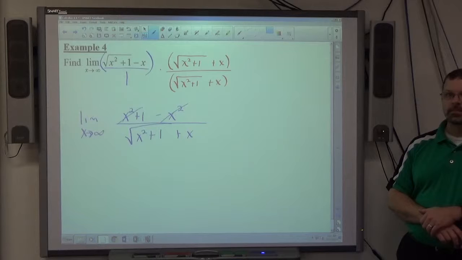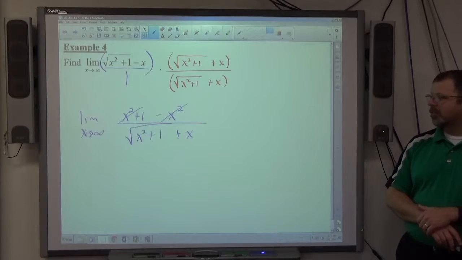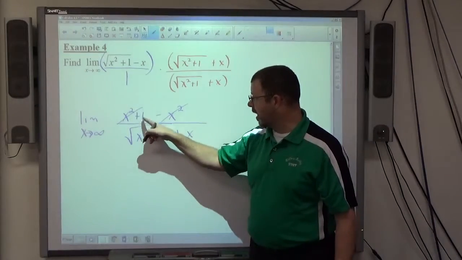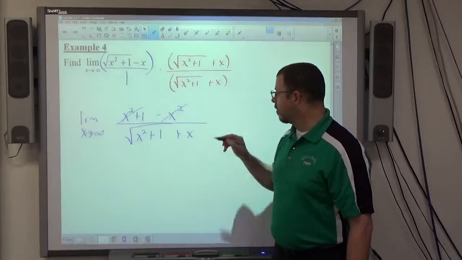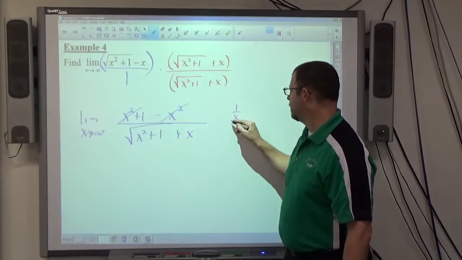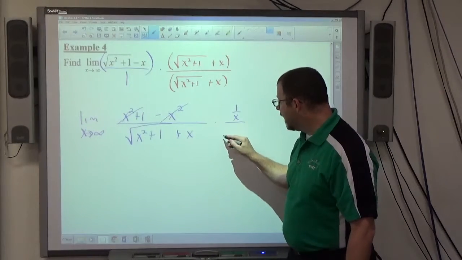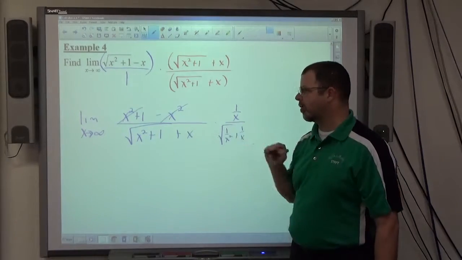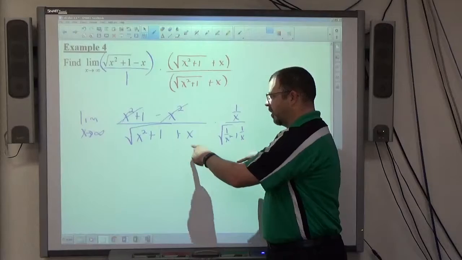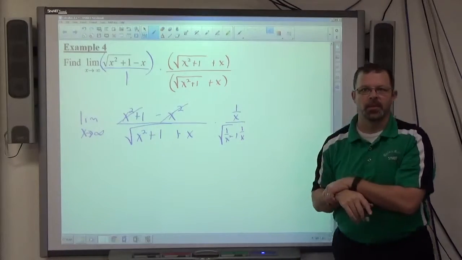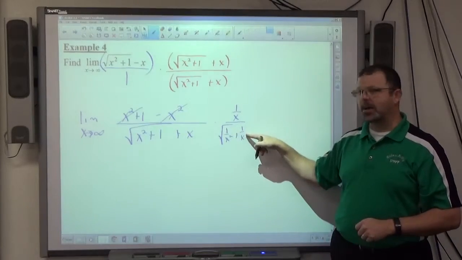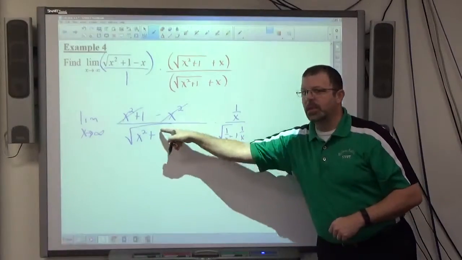What's the highest power of x? x to the first, right? That's x to the first, x to the 0, x to the first, and x to the 0. So I'm going to multiply top and bottom by 1 over x. On the bottom, I'm going to multiply by either the square root of 1 over x squared or 1 over x, depending on what the structure is. This is a radical, so I multiply by this one. That's not, so I multiply by that one. You just know that if it's a radical, you multiply by this structure, and if not a radical, that structure, and we have both types of things on the bottom.